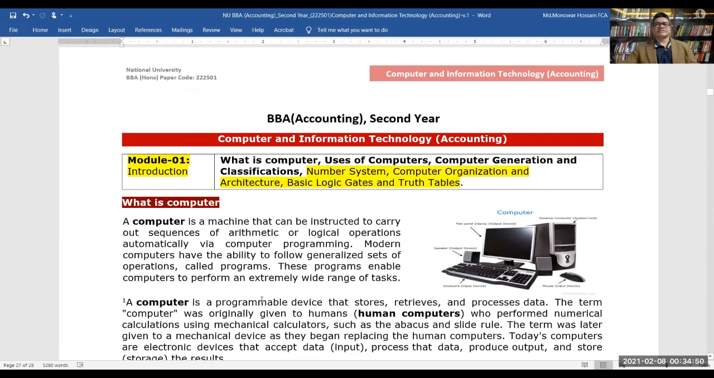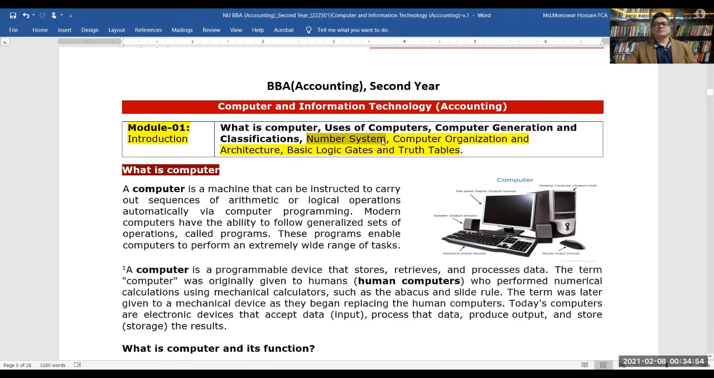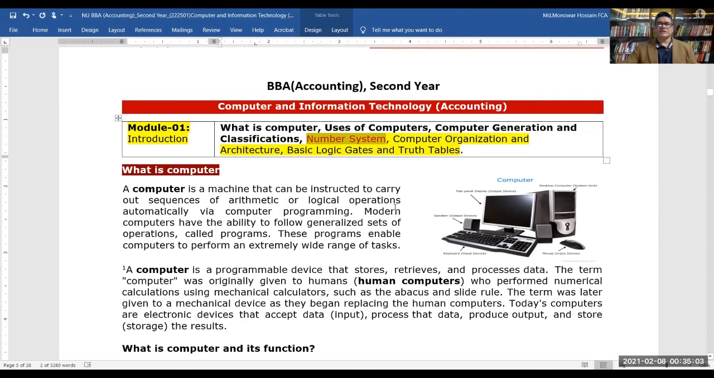So today we discussed number systems, that means decimal, binary, octal and hexadecimal numbers. Then computer organization and architecture, that means memories, arithmetic logic unit, CPU, input device, output device, etc. And we discussed basic logic gates and truth tables.